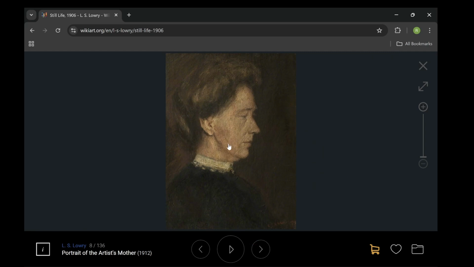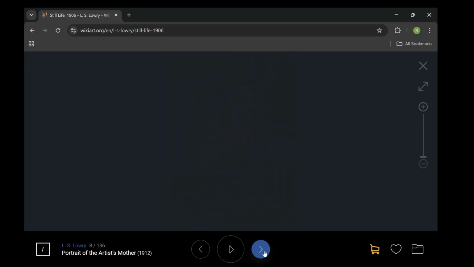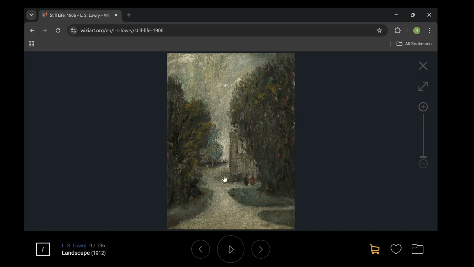The artist's mother, 1912. There she is. Sat nicely. Not a great deal to say about it. This one almost reminds me a little bit of Gustav Klimt last week.